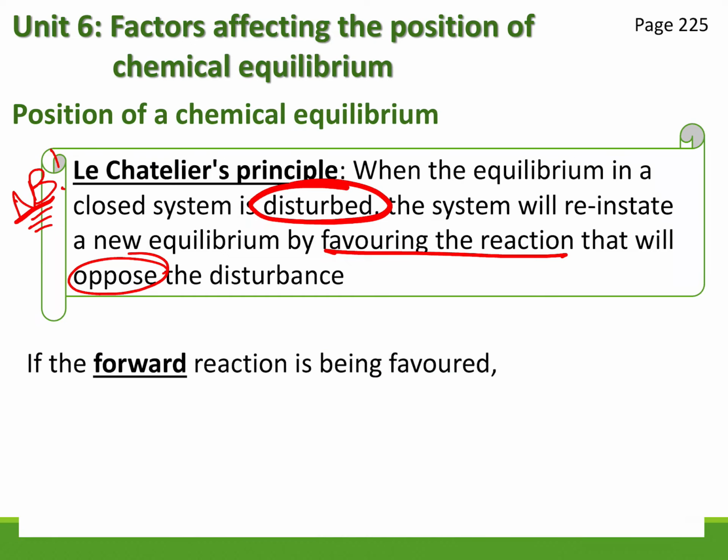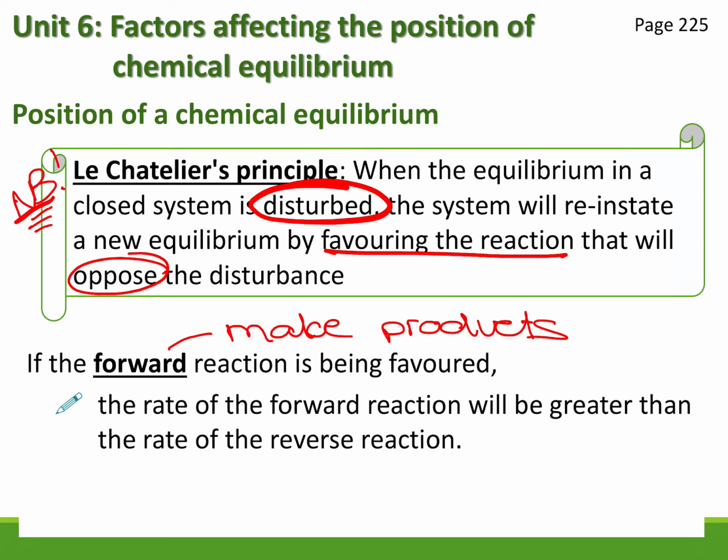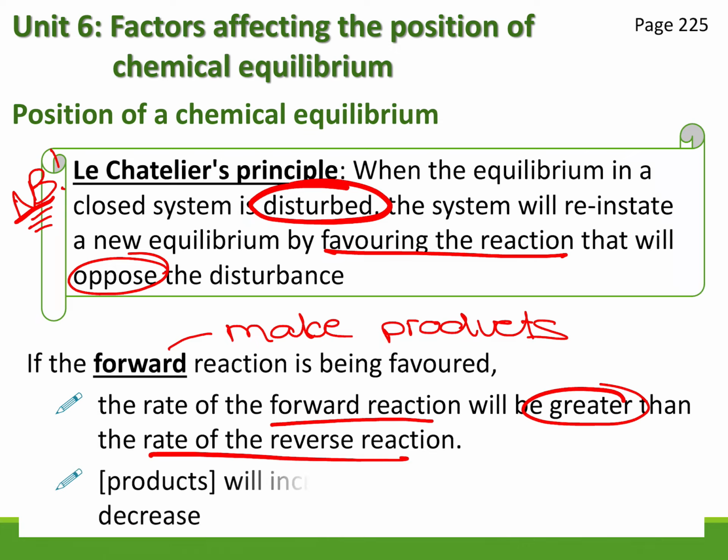So when we talk about the forward reaction being favored, it means that I'm going to make products. That's what favoring the forward reaction means. The rate of the forward reaction will be greater, so it's going to start off faster, and then the reverse reaction has to catch up. The concentration of the products will increase, and the concentration of the reactants will decrease. We make products when I say I favor the forward reaction.